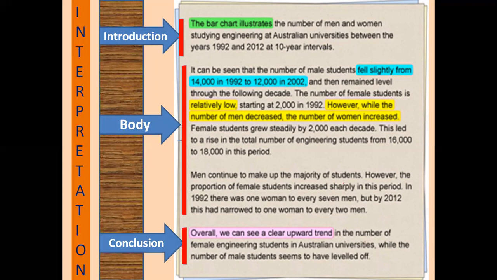Now come to the conclusion. Overall, look at the vocabulary again. Overall, when you have to give a summary, we use this word. We can see a clear upward trend. Upward trend means the graph is going upward in the number of female engineering students in Australian universities, while the number of male students seems to have leveled off. It means first it started coming down and then it leveled off. Leveled off means parallel. There is no change. So this is the paragraph that is based on the bar graph.